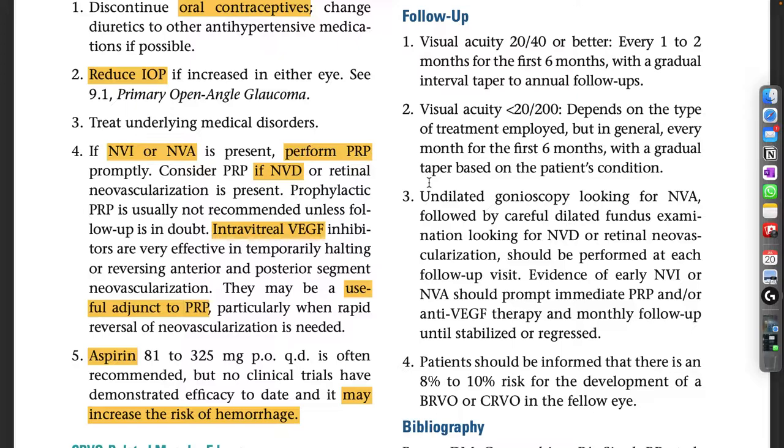So you also call the patient back for undilated gonioscopy. This point is very important. If you do dilated gonioscopy, what will happen? The angle will get occluded. Good, you guys are thinking very nicely. Undilated gonioscopy, looking for NVA. Again, dilated fundus examination, looking for NVD. It is careful for the fundus examination, because normally NVD is missed.